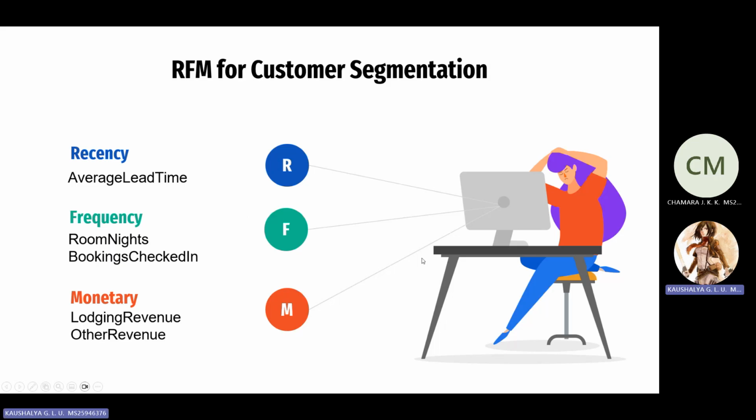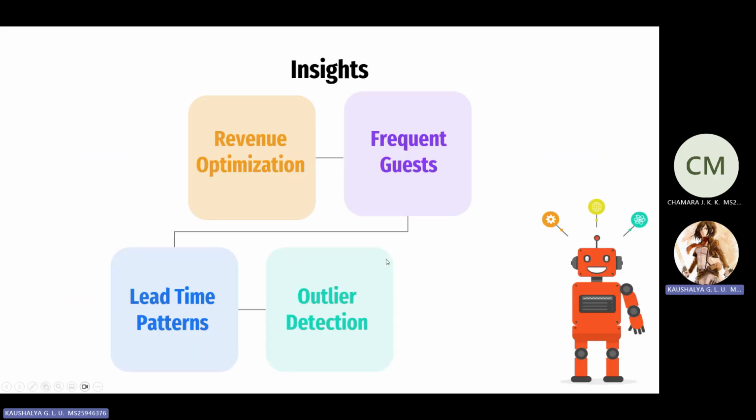When it comes to applying RFM to this dataset, we identified which variables are highly impacting the data and what we need to do to get insights from this data. As we are solving problems in hotel management, these insights directly support revenue management, optimization, frequent guest and lead time patterns, and outlier detection. These are very important for marketing strategies, seasonal demand forecasting, and other campaign strategies, ensuring that the clustering outcomes translate into measurable business impact.